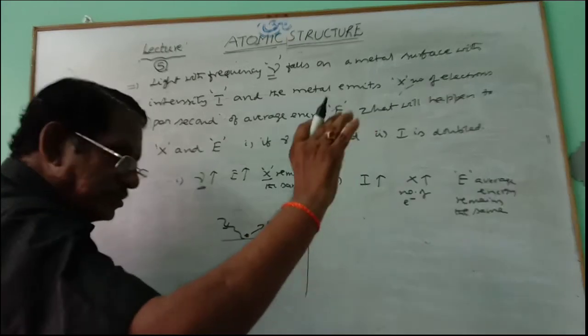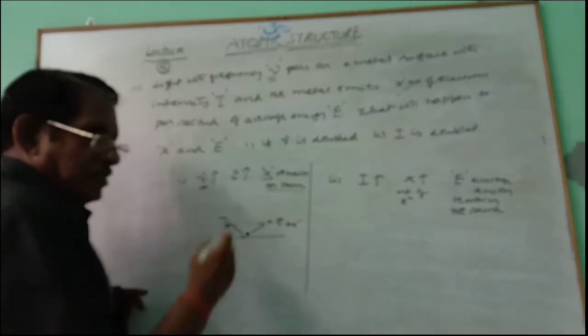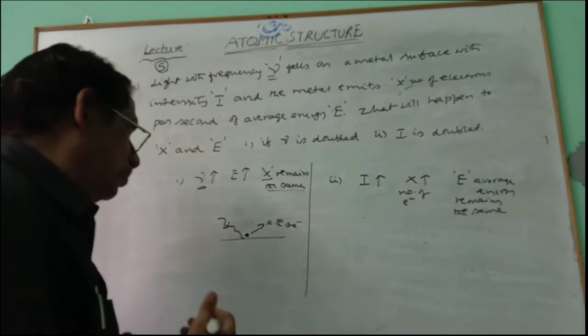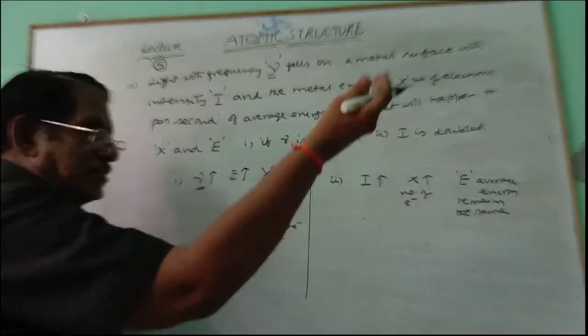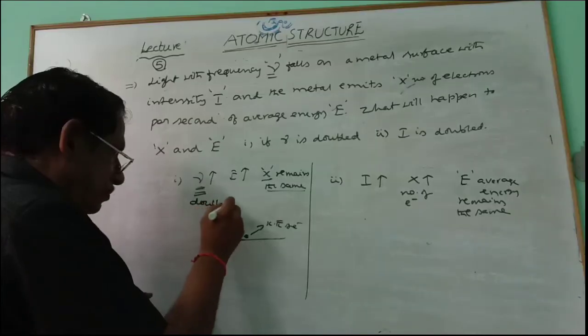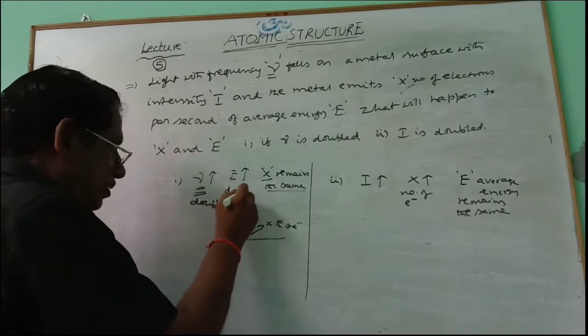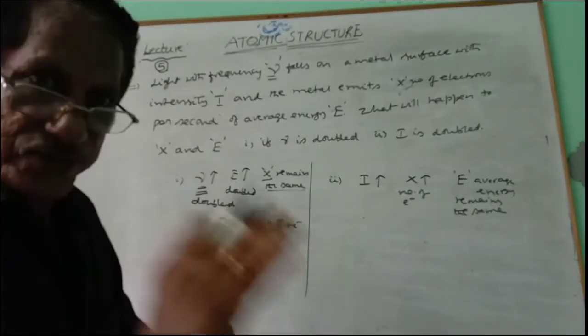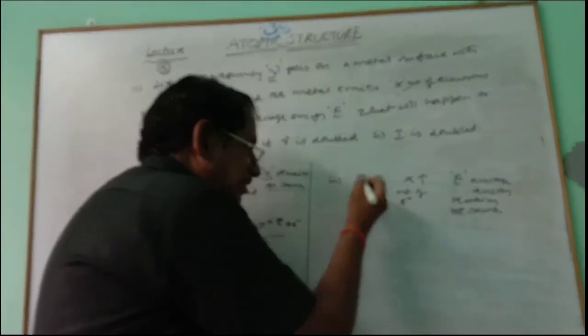The number of electrons emitted per second remains the same. But the extra amount of energy associated with frequency nu is utilized to increase the kinetic energy. When nu is doubled, E is also doubled. But X remains constant.